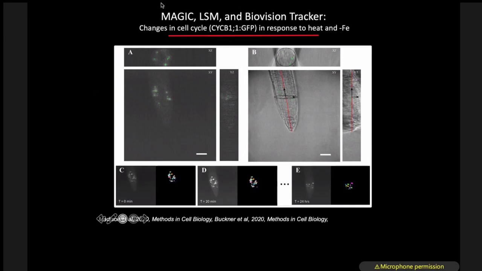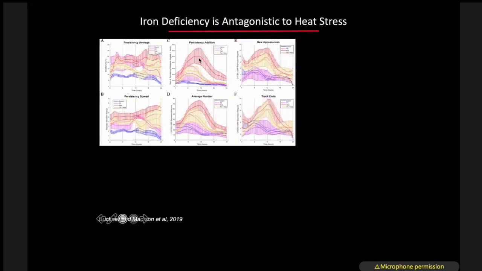And so using magic in combination with light sheet microscopy and BioVision Tracker, we were able to look at parameters for the cell cycle at a resolution that had never been seen before. So we were able to look at things like the persistency of the signal over time, the appearance of the GFP signal over time, and how long the ends of the signal persisted as the cell grew over a 24-hour period. And we were able to do this for heat stress, iron deficiency stress, and a combination.